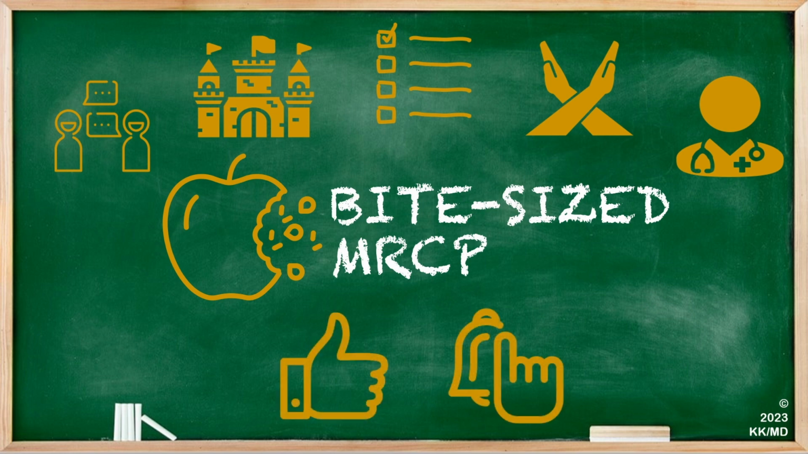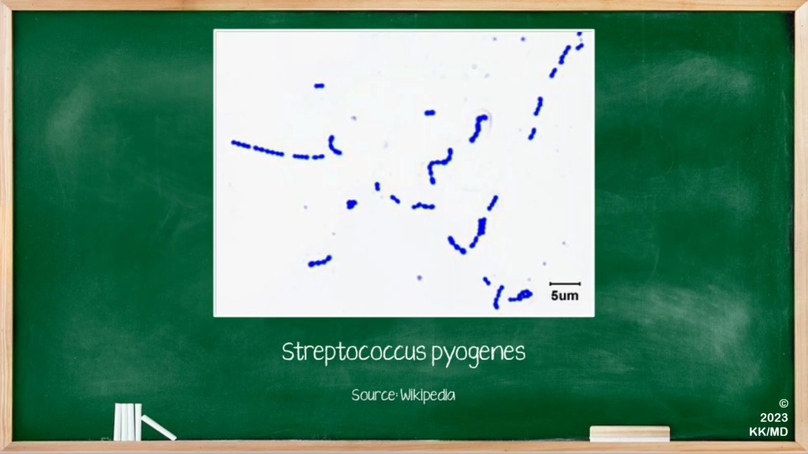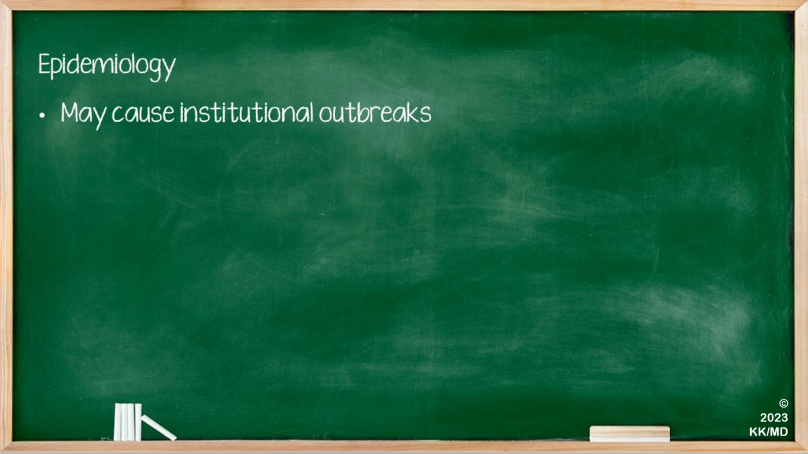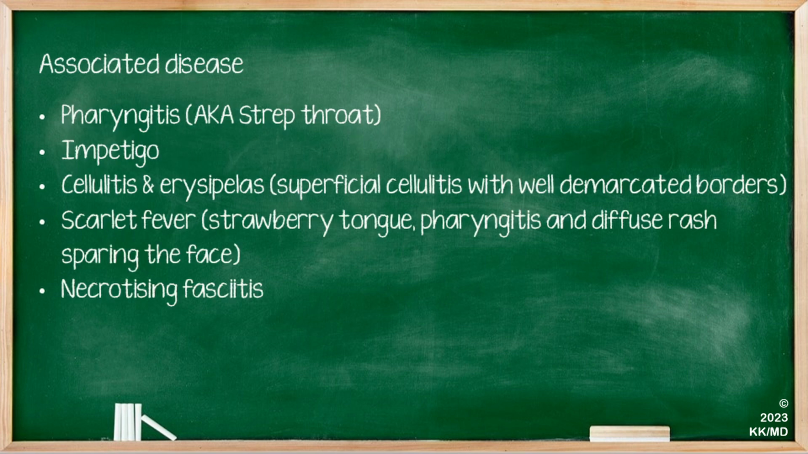Now, without further ado, let's get into today's topic, which is on Streptococcus pyogenes or Group A strep. So, Group A strep may cause institutional outbreaks. In terms of its pathophysiology, they are beta hemolytic bacteria, and they are also long-term pharyngeal carriers. They are encapsulated and are made from hyaluronic acid. The associated diseases include pharyngitis, which is commonly known as a strep throat, impetigo, cellulitis, and erysipelas.